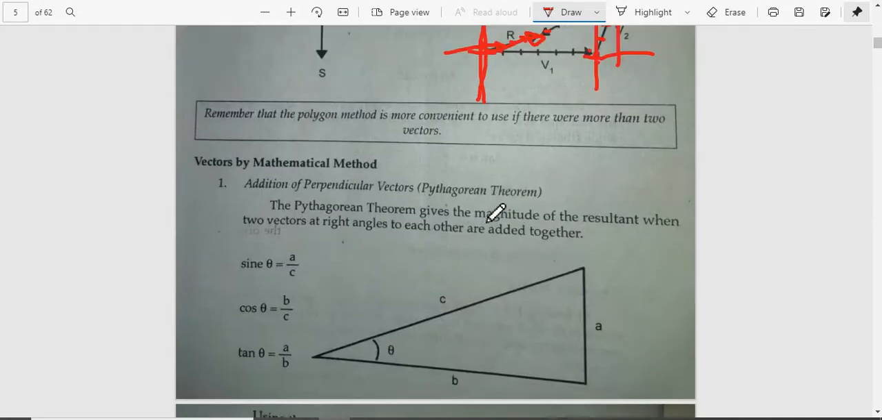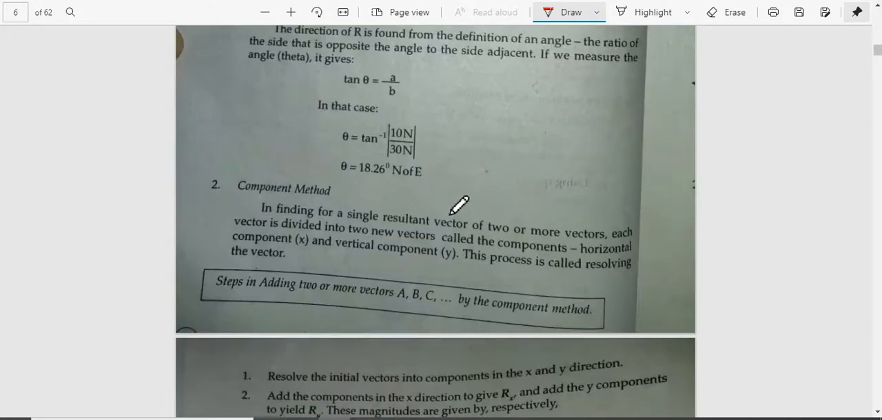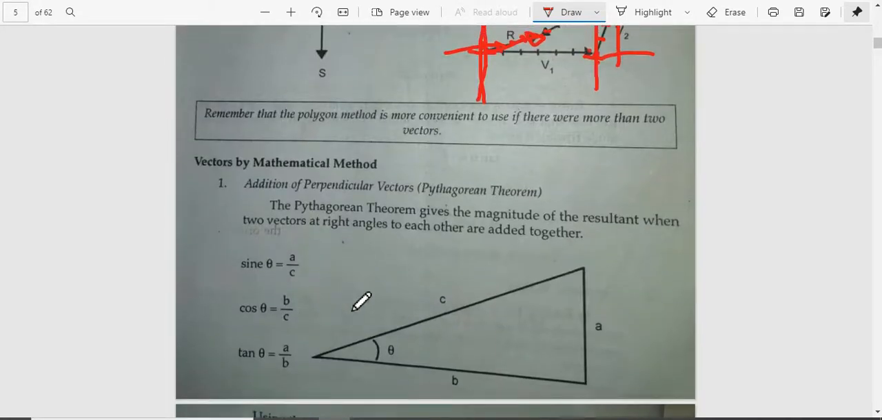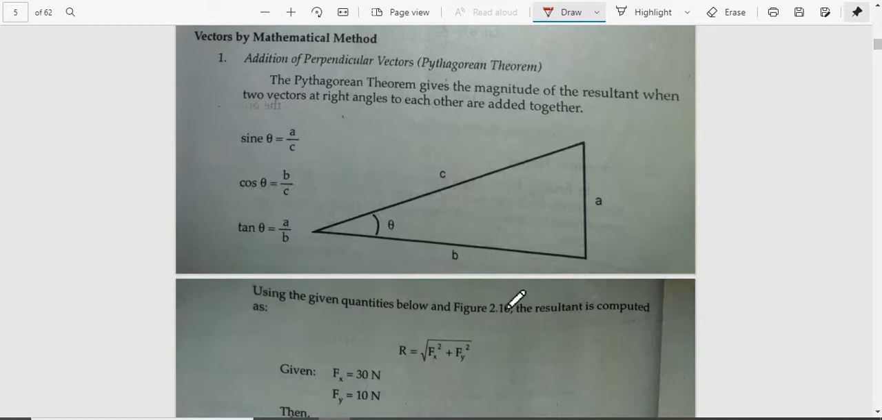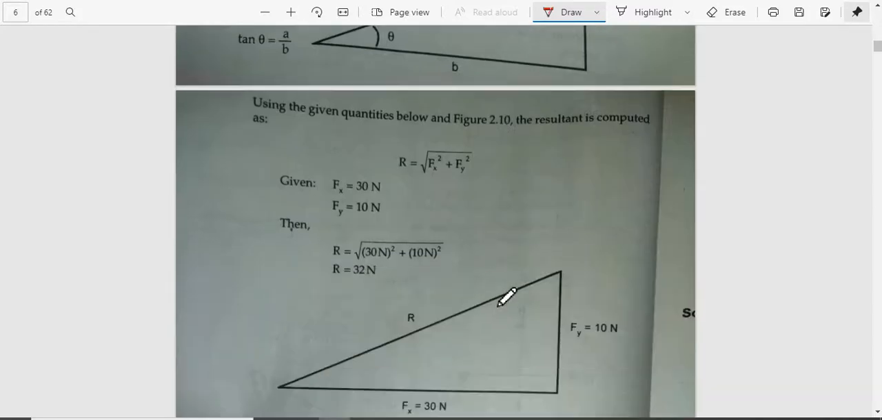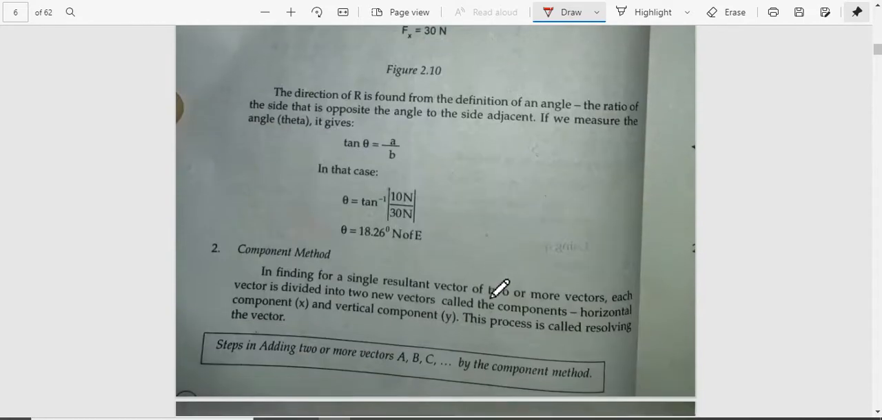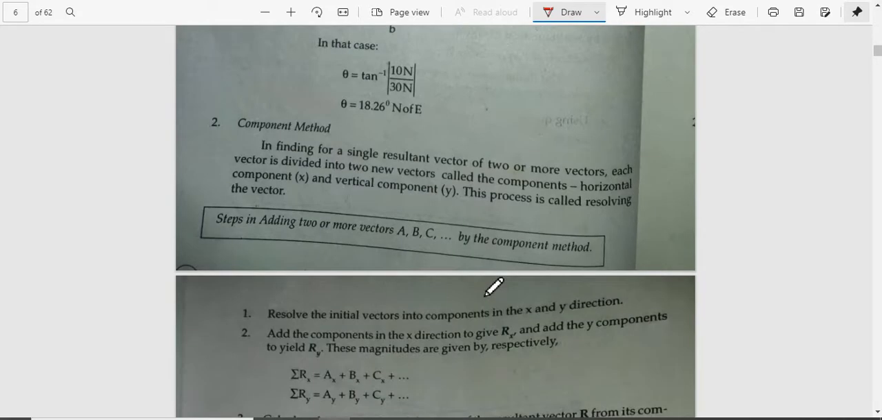Next, you have here vectors by the mathematical method. I will skip this since you'll be using a scientific calculator and it is hard to solve and takes a long time. Since I lost all my files, I explained this earlier already. So sorry. Next, component method.